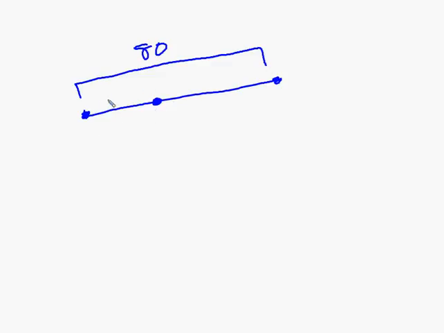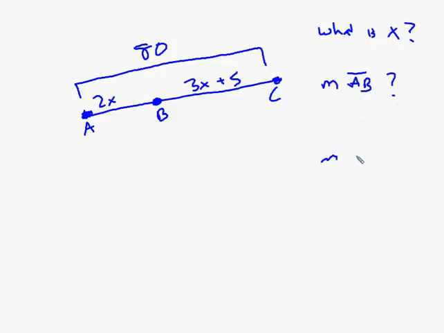So this is not a midpoint. And let's say this is 2x, and let's say this is 3x plus 5. I can't find the midpoint. I'm told the length of the segment is 80. I might be asked what is x? So I could say maybe this is segment A, B, C. I could ask you what is the measure of segment AB. I could ask you what is the measure of segment BC.